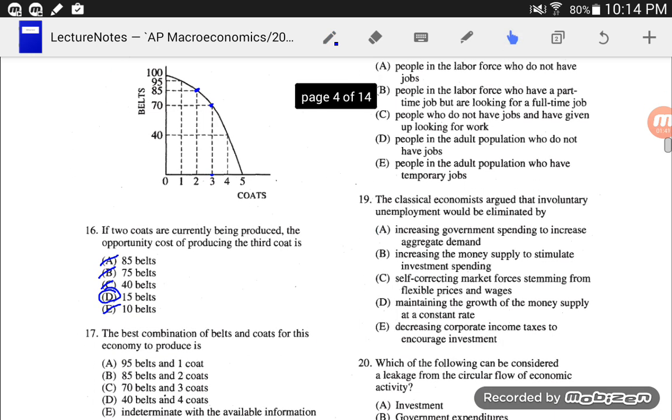Number 17, the best combination of belts and coats for this economy to produce is... Well, let's think about that a second. All of these points on this curve are productively efficient. I don't know what's the most allocatively efficient because I don't really know what people in this economy actually like. Do they really like coats a lot? Do they like belts a lot? What's more important to them? So really, I don't know what's the best combination, and thankfully there's a choice for that, E. Indeterminate with the information available.